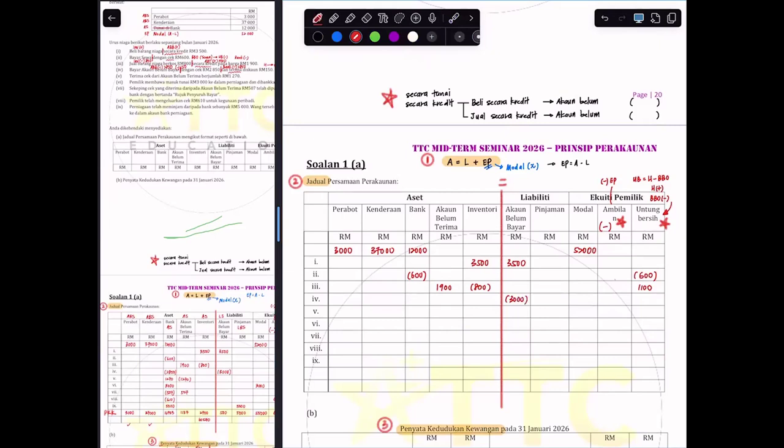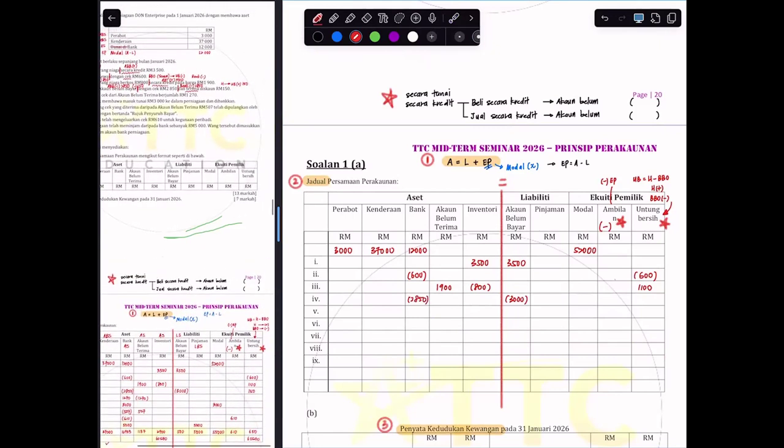Then bank minus 2,850. Then hasil record into your untung bersih by 150. So if you combine left and right hand side together, you will get both equals to negative 2,850.